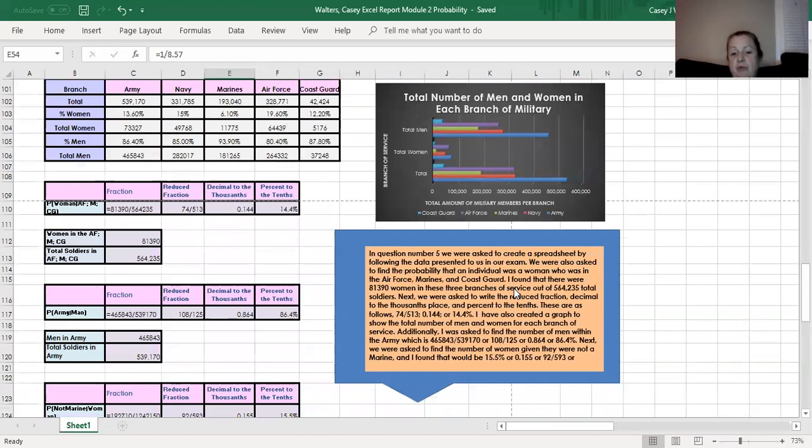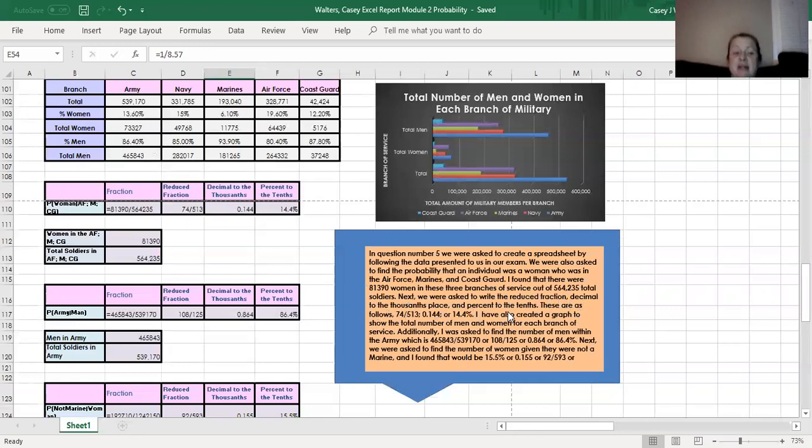So in question number 5, we were asked to create a spreadsheet by following the data presented to us in our exam, which is right here. And we were also asked to find the probability that an individual was a woman who was in the Air Force, Marines, and Coast Guard. I found that there were 81,390 women in these 3 branches of service combined out of 564,235 total soldiers. Next, we were asked to write the reduced fraction, decimal to thousandths place, and percent to the tenths.